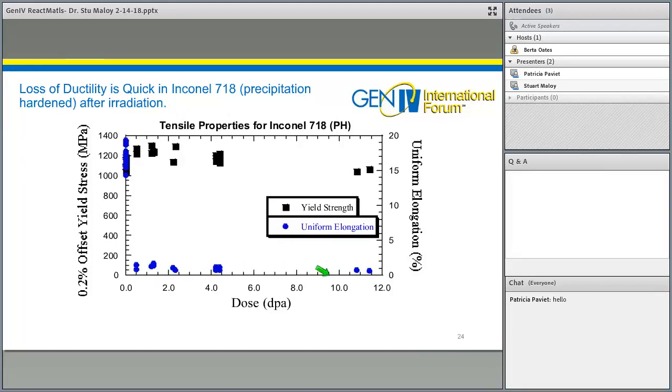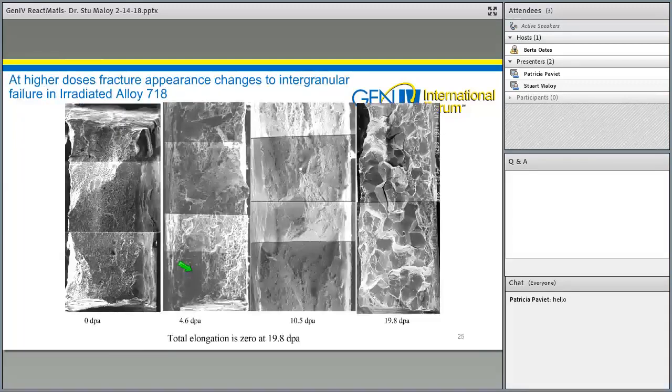but once again, it's still failing in a ductile manner, at least right now. The uniform elongation is around 1% in that material. And how does the fracture surface change with irradiation? In this case, this was a component that was tested out to 20 dpa, shown here, or 19.8 dpa.